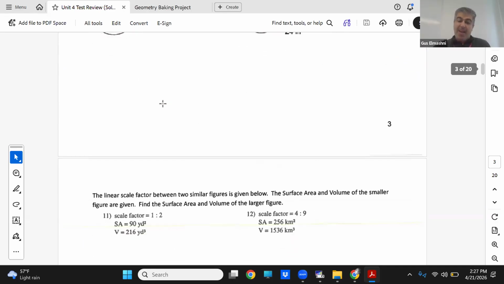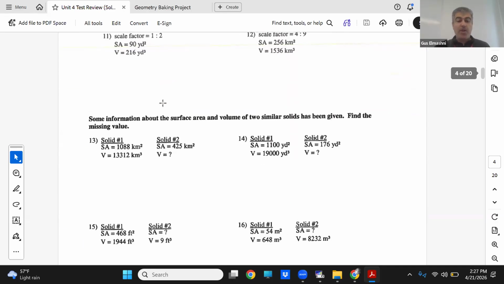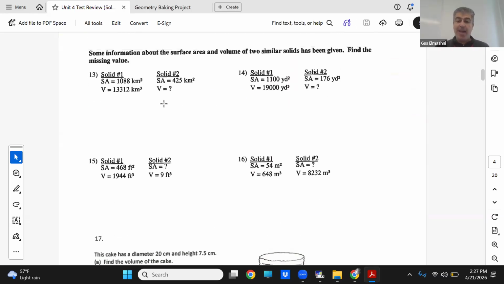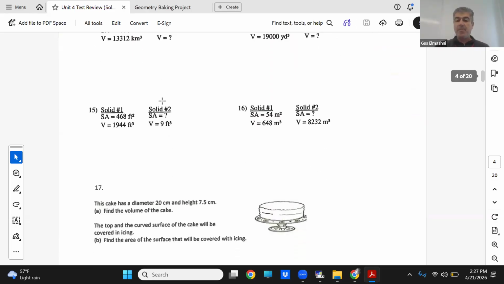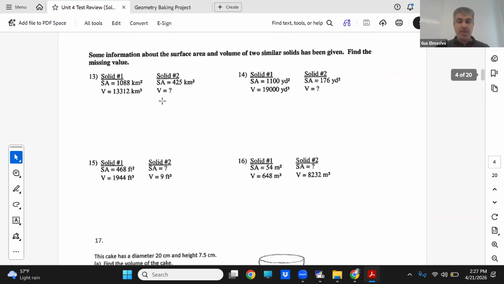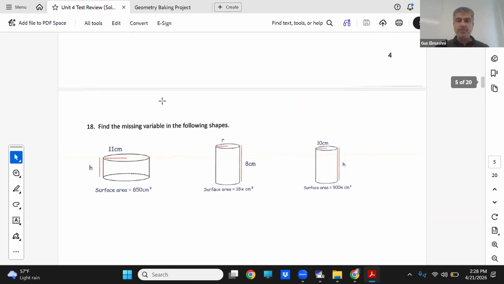I think this is a fantastic pack. Actually, I love 13 through 16. Those are fantastic problems. That's exactly what Reagan was talking about. Practice that. 13 through 16. Oh, ratios.